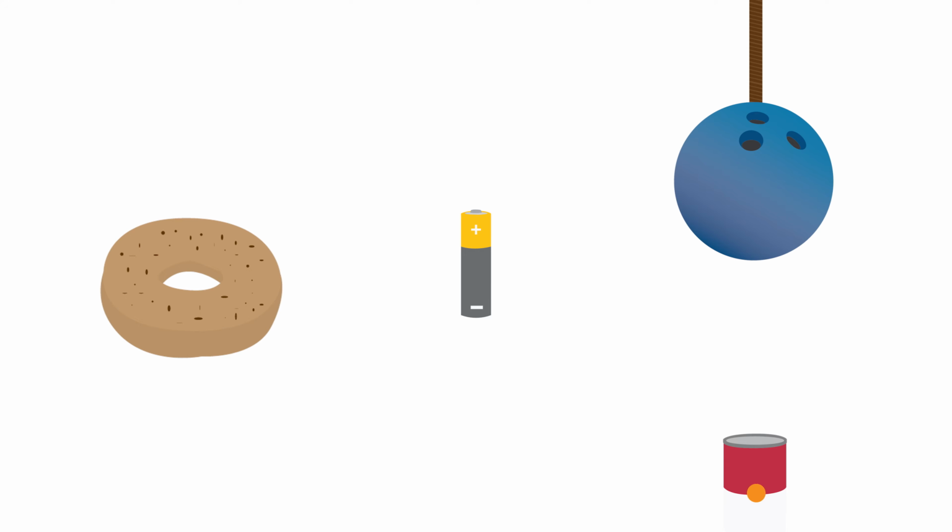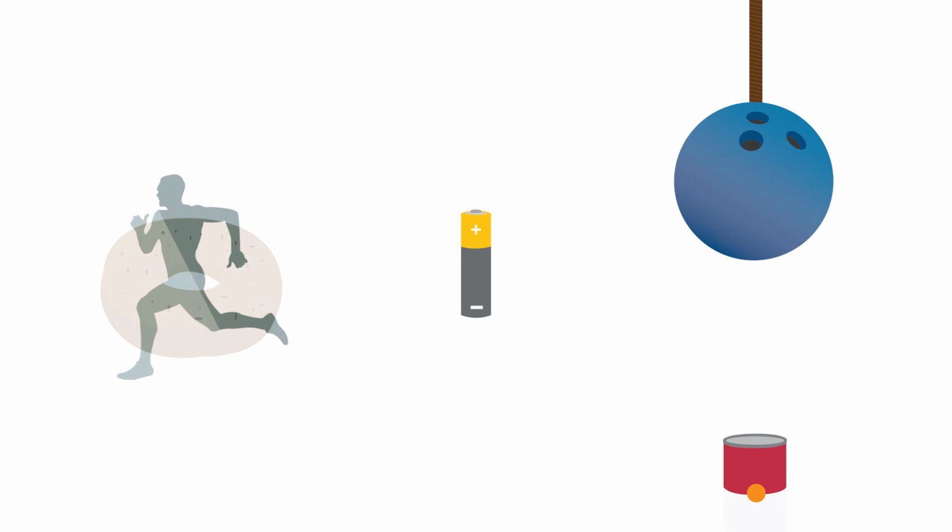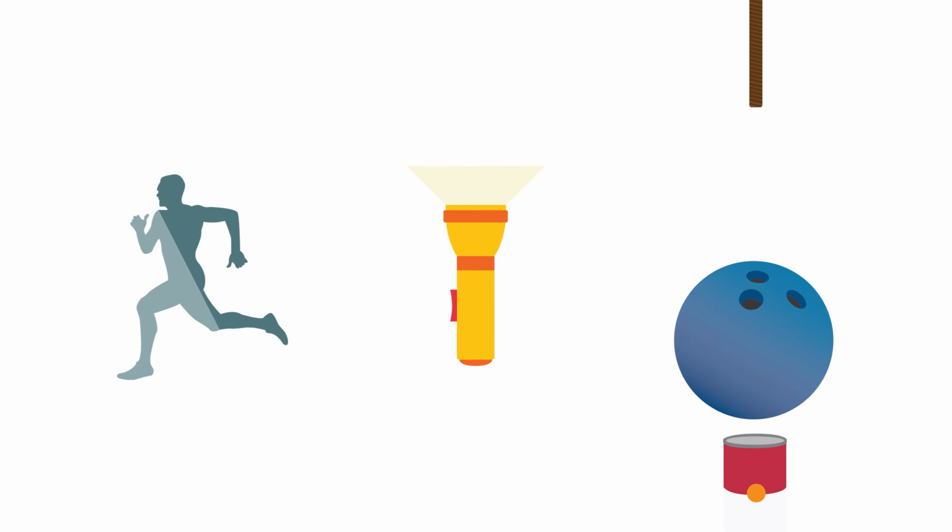The bagel contains chemical energy that is used by the body as fuel. The battery contains electrical energy, which can be used to power a flashlight or audio player. And the bowling ball has potential energy that could be used to crush a can.